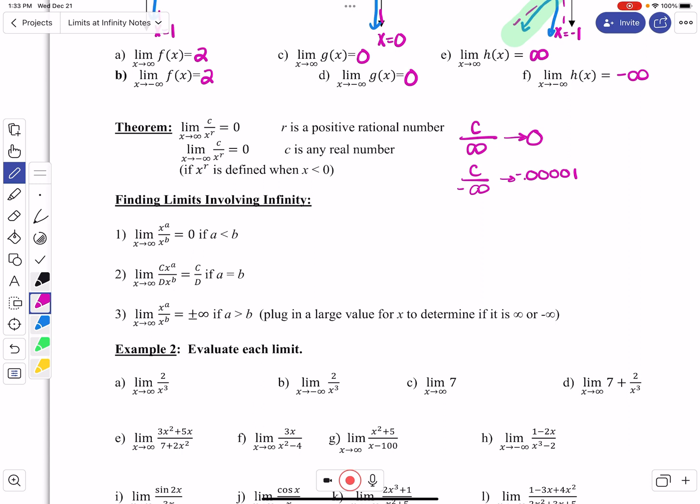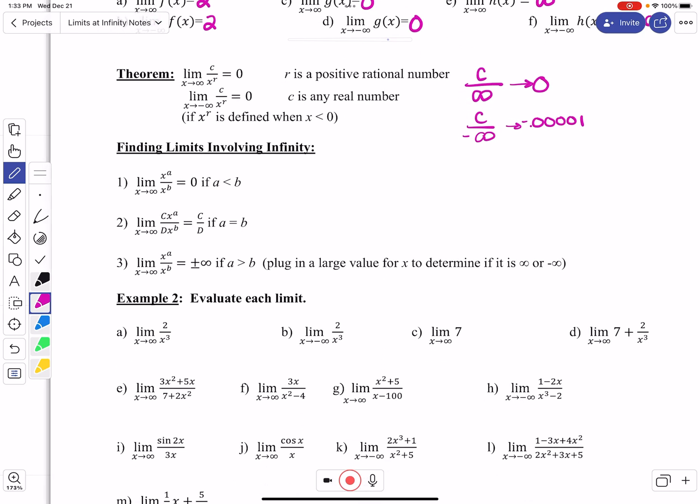Now, we have some other limits on the bottom. We have some rules for powers, okay? So rule number 1, if your power on top is smaller, it's going to approach 0. So kind of the same rule that we looked at before. The power on top is smaller, it's going to approach 0.